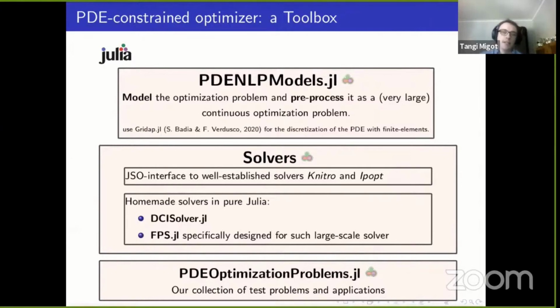The core package, PDENLPModels.jl, offers tools to model the PDE and the cost function and preprocesses the problem. Then we provide several solutions for the resulting model, interfaces to well-established solvers, but also homemade solvers in pure Julia, such as DCI and FPS.jl. In particular, the latter implements a factorization-free Fletcher's penalty method, specifically designed for problems of such huge scale. And finally, we also maintain the package PDEOptimizationProblems.jl with test problems and applications used to compare and calibrate the solvers.